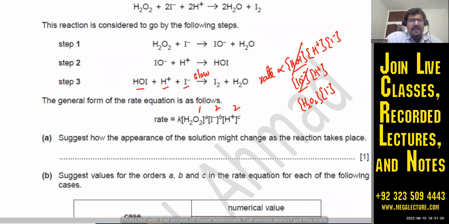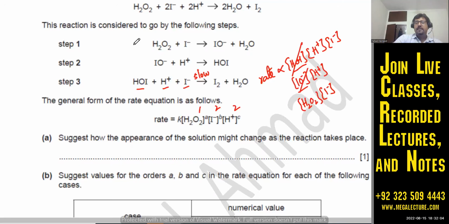I don't know why they call it order. It's just the power. You've got 0, 1, and 2, right? Just remember that 0 means it does not affect the rate. 1 means directly proportional. 2 means quadratic, that means if you double H plus one, the rate will not just double, it's going to quadruple. If you triple H plus one, the rate will become 9 times. If you increase the concentration 4 times, the rate will increase 16 times. So it's a quadratic relationship.